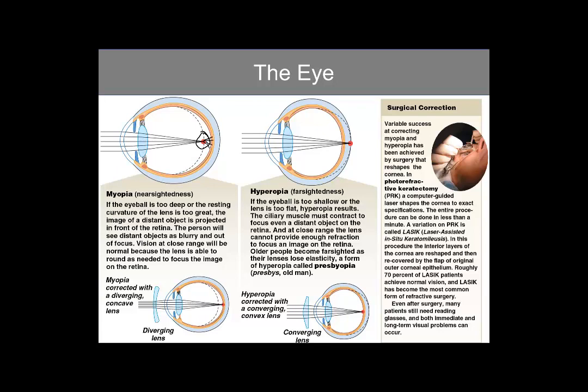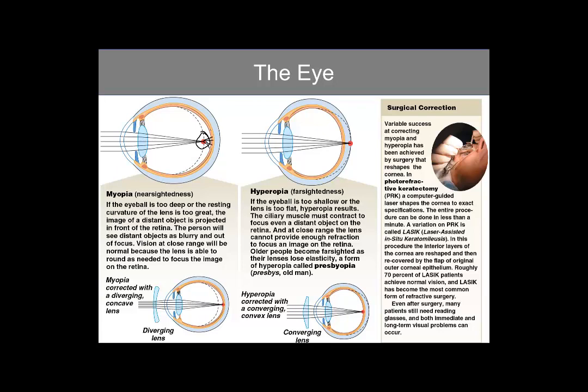And this is generally caused when the eyeball is too deep or the resting curvature of the lens is too great. The image of a distant object is projected. Actually, the focal point is in front of the retina. Therefore, the person will see distant objects as blurry or out of focus.